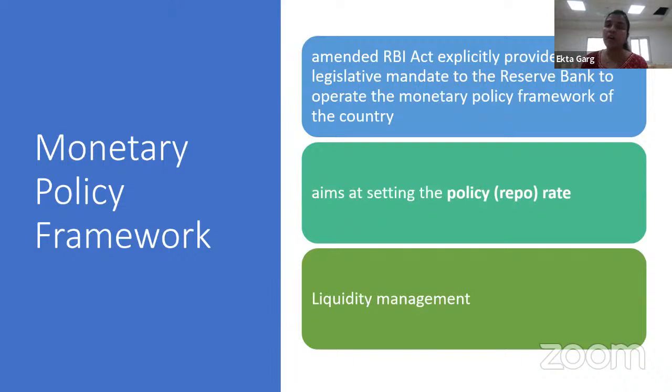So since the repo rate has the potential to completely impact inflation, output and employment level, that is why it is called the policy rate. Right. Then, as the repo rate is designed, we will try to manage liquidity in the monetary policy framework. Next.